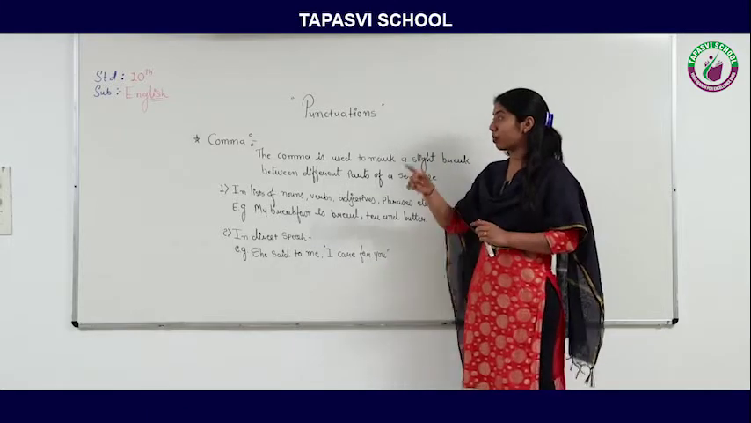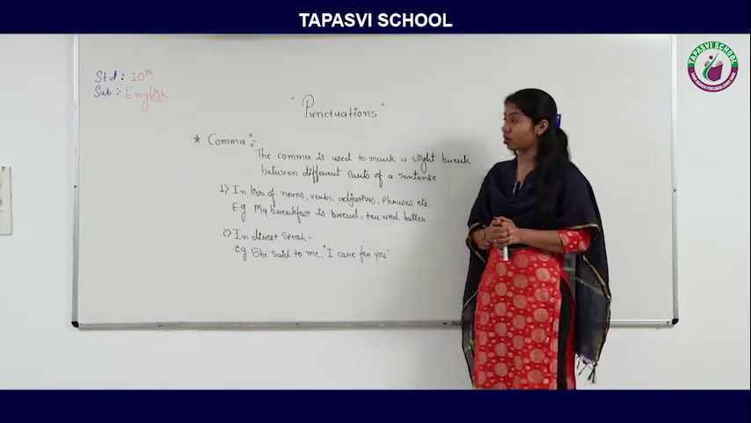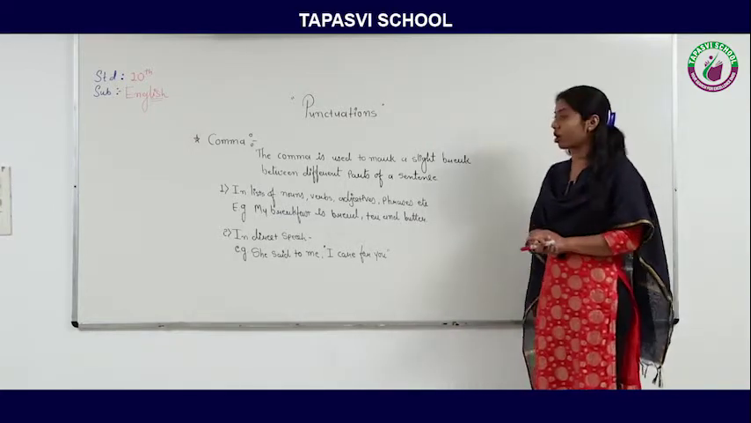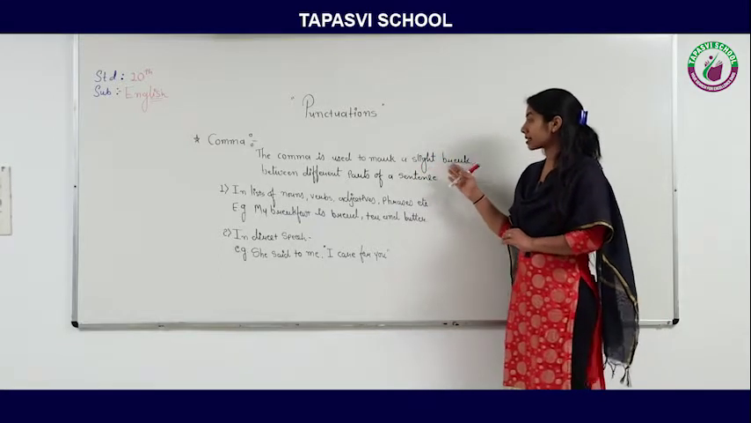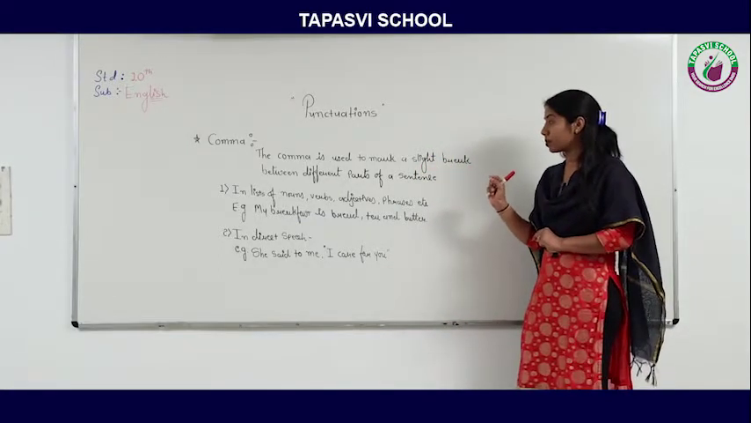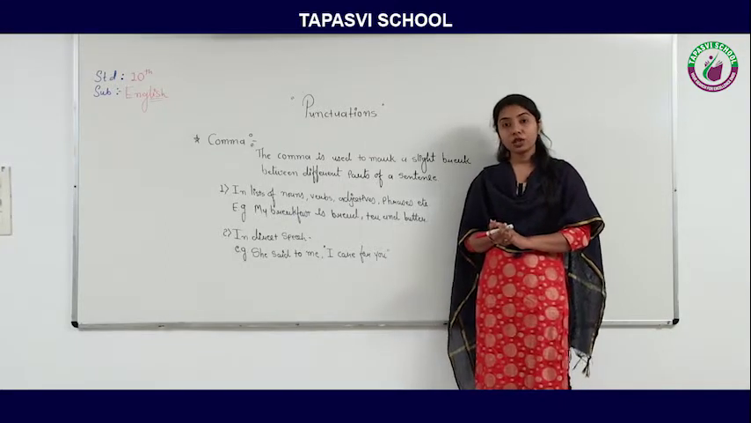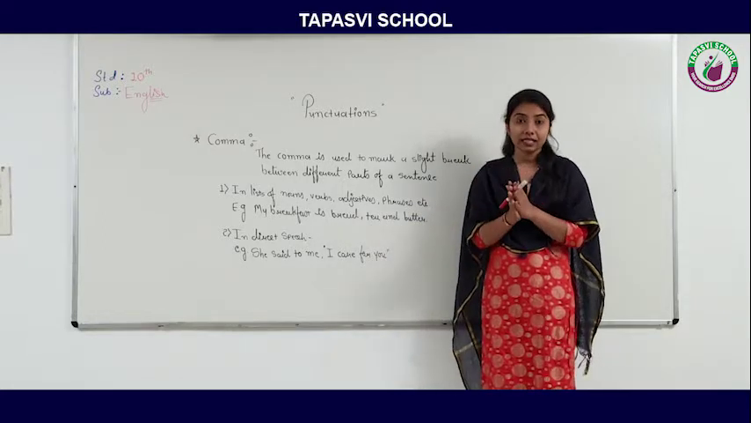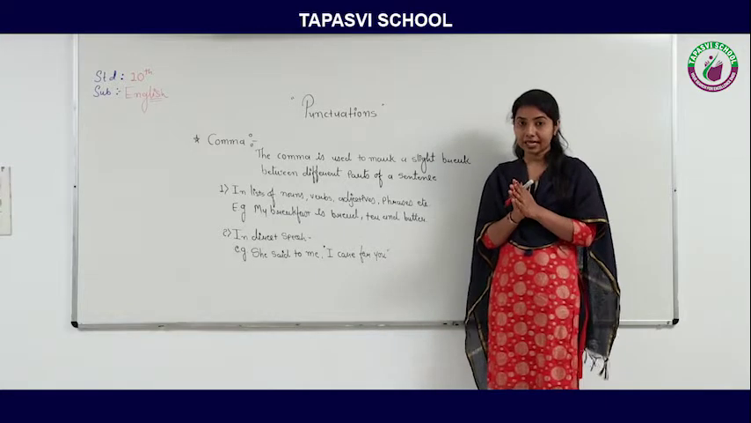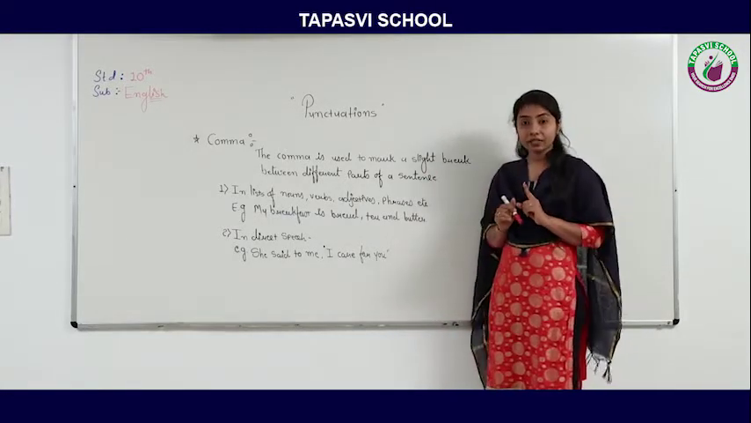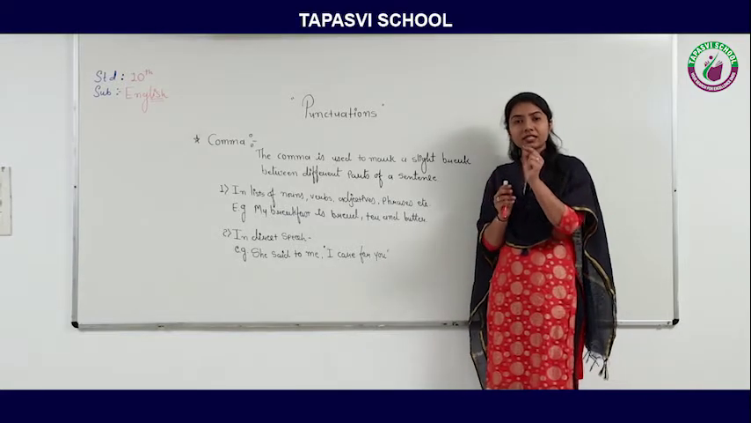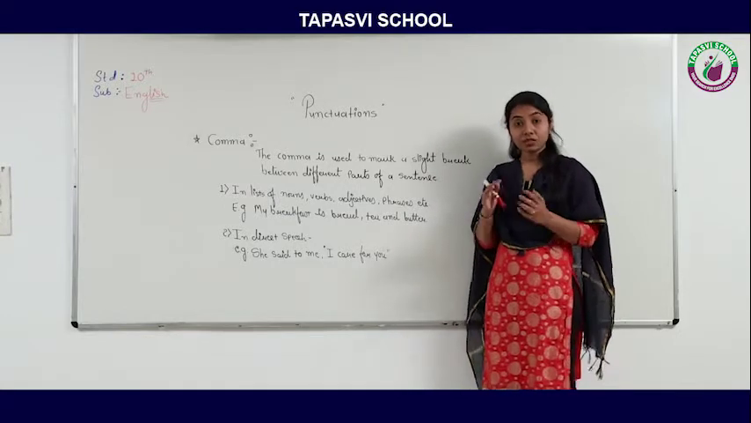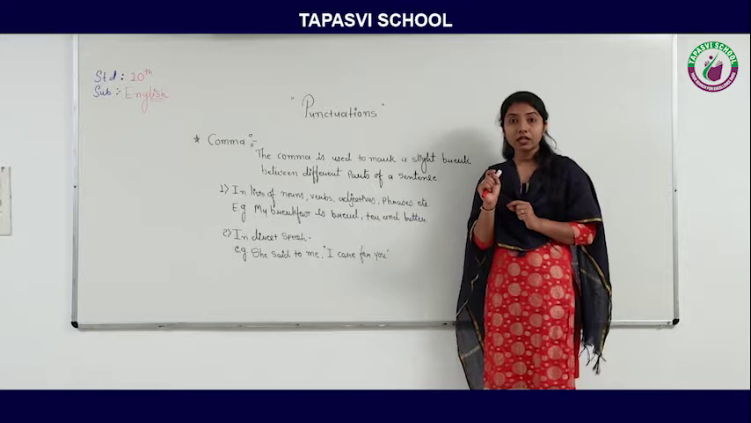Now we have the second punctuation mark, that is comma. So let's go for the comma. First of all, we'll see the definition, or we can say the usage of comma. The comma is used to mark a slight break between different parts of a sentence. In full stop, we have seen that if we want to put a full stop, we must complete the whole sense of a sentence or a statement. Now here, in one sentence only, whenever we want to give a slight pause, at that time we have to use comma.